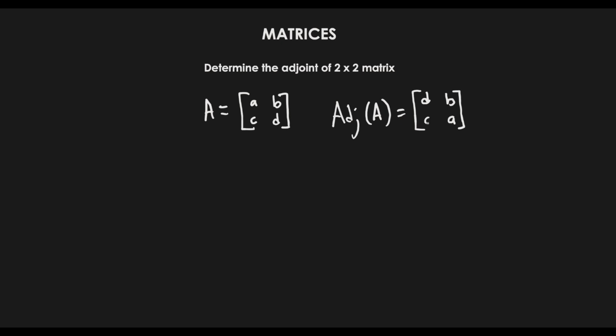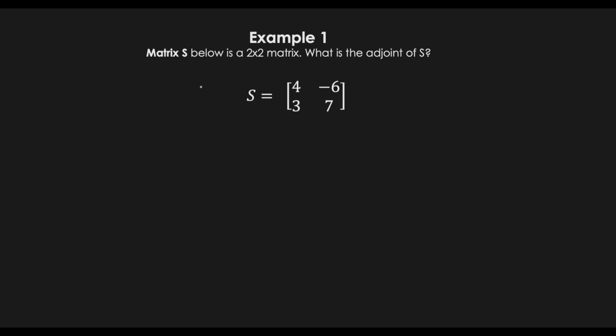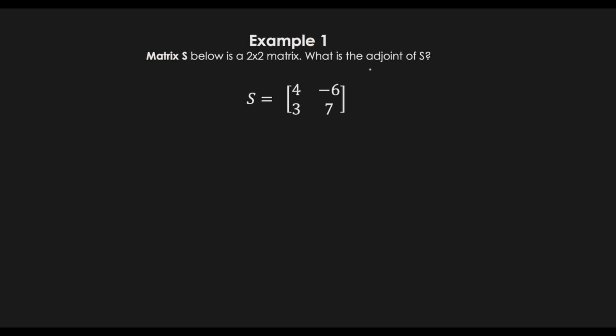However, we will change the signs. So for instance, if b was positive, when we find the adjoint, it would be negative. If c is negative, when we find the adjoint, it's going to be positive. Let's look at some examples to get an idea of this. First example, we have matrix S below. What is the adjoint of S?